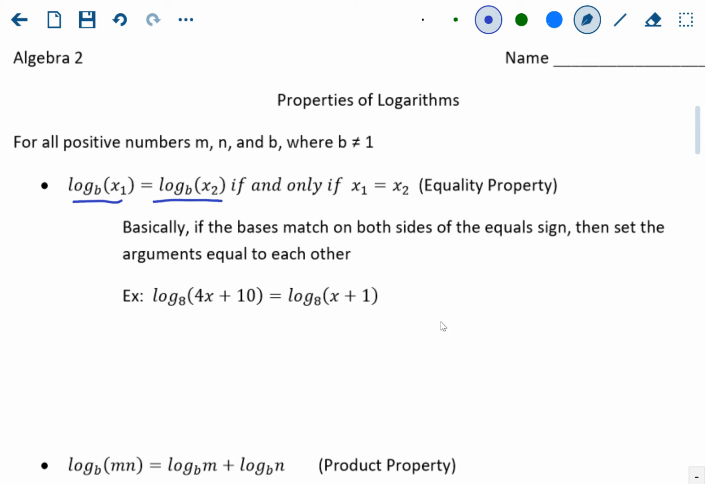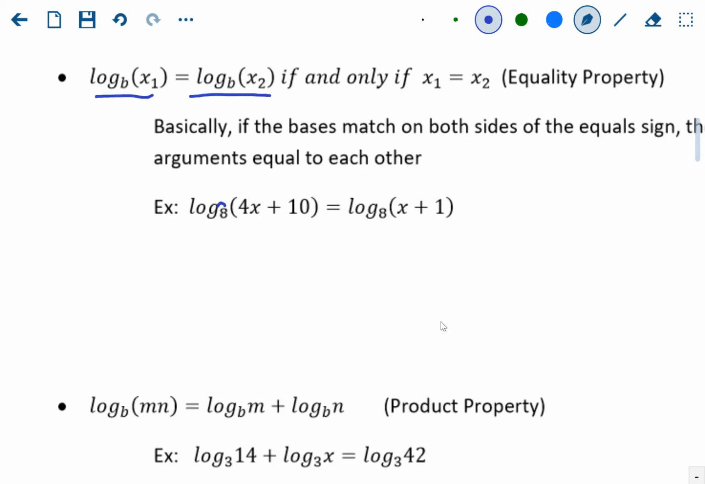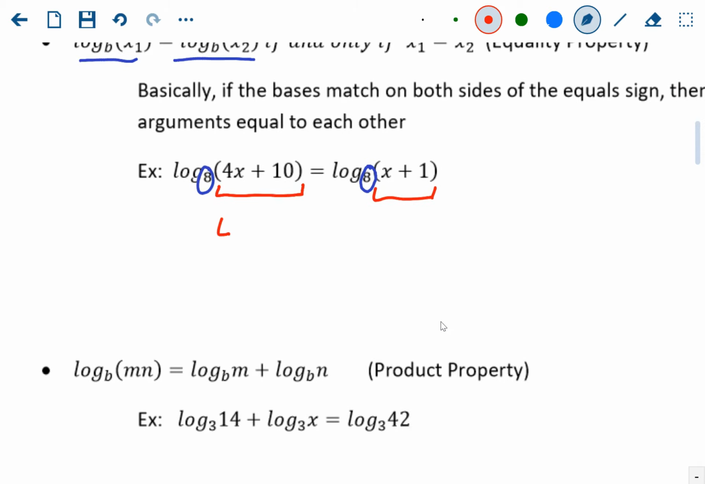All right, so in this example, you always want to make sure your log bases are equal. We have log base 8, and we have log base 8 over here. Once your bases are the same, you only look at the input. So we're looking at the 4x plus 10, and we're looking at the x plus 1. Once you have one log on the left, one log on the right, and they're the same base, you can basically ignore them. So all we're going to do is set the left side argument, 4x plus 10, equal to the right side argument, x plus 1, and then solve this equation.